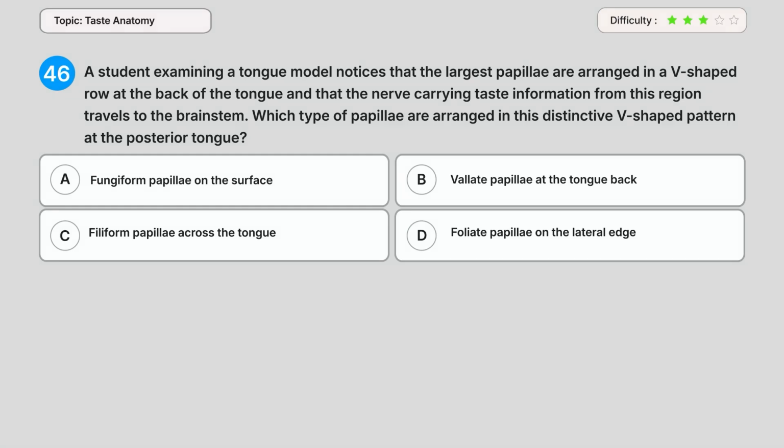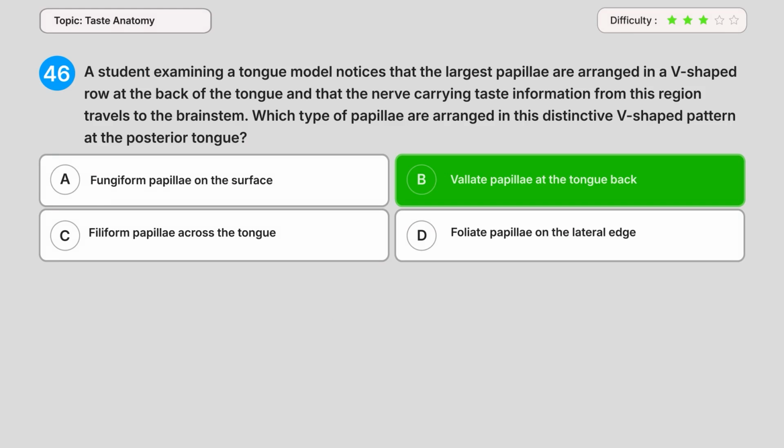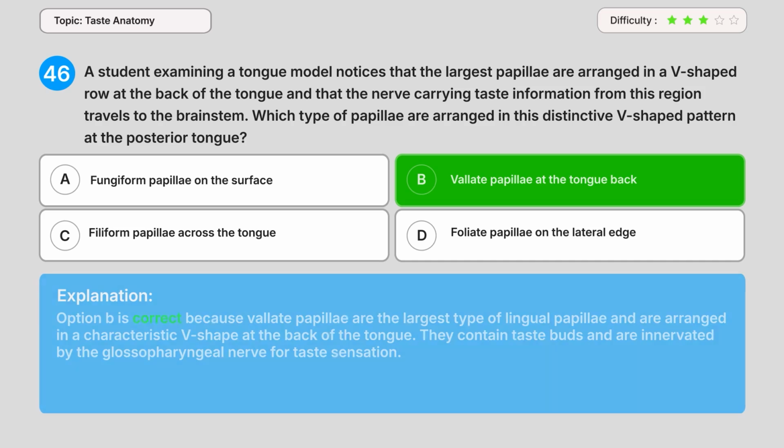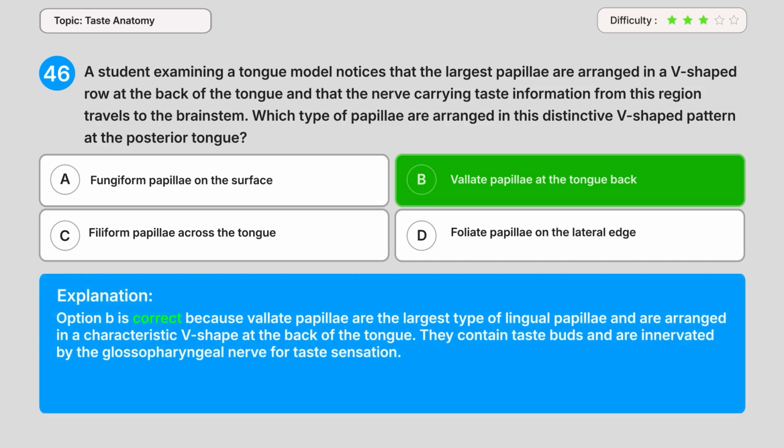Correct answer, B. Vallate papillae at the tongue back. Explanation. Option B is correct because vallate papillae are the largest type of lingual papillae and are arranged in a characteristic V shape at the back of the tongue. They contain taste buds and are innervated by the glossopharyngeal nerve for taste sensation.